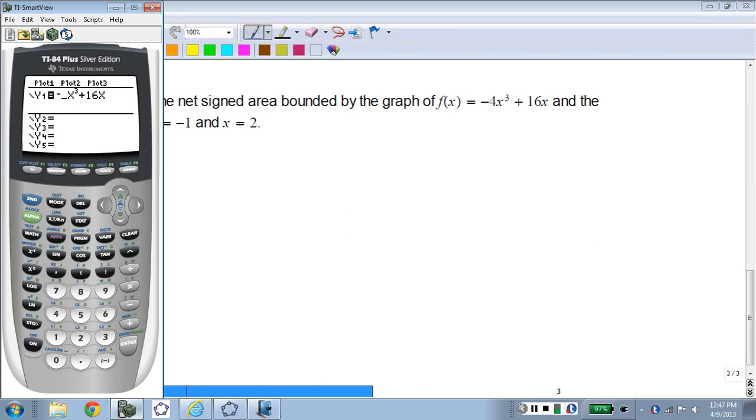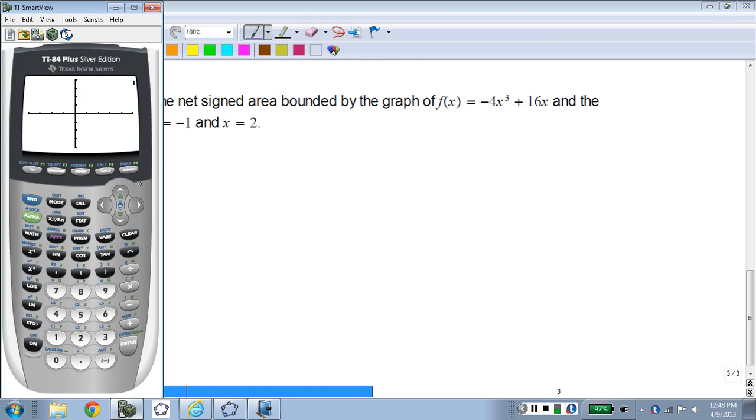What's a good viewing window? I'm thinking this is going to be way too high, way too low, but I'm going to zoom 6 nonetheless. We're just going from negative 1 to 2. So between negative 1 and 2, it doesn't go a whole lot higher than 10 or a whole lot lower than negative 10. Let's say maybe from negative 4 to positive 5, and from negative 20 to positive 20, and a y-scale of 5, and see if this graph gives us a good indication of what's going on.